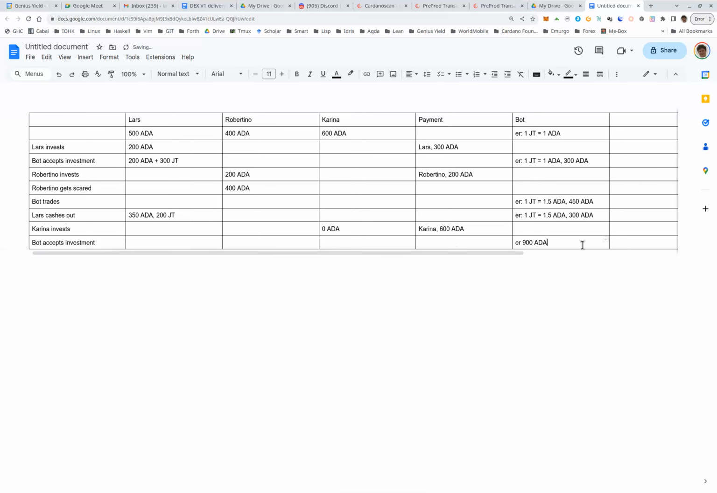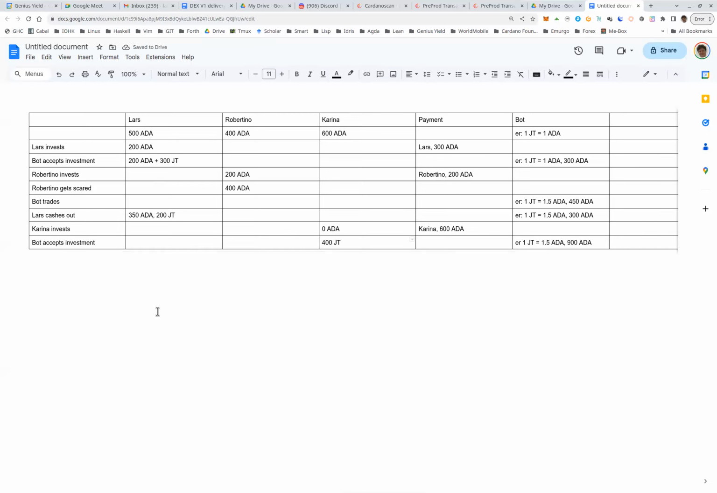What's the exchange rate now? At this point, 1 JSON token was worth 1.5 ADA. So she invests 600, so she should receive 400. So I think the exchange rate stays the same again. She gets 400 JSON tokens, not 600, because it's worth more now. So she now has 400 JSON tokens. And I think this is it, right?